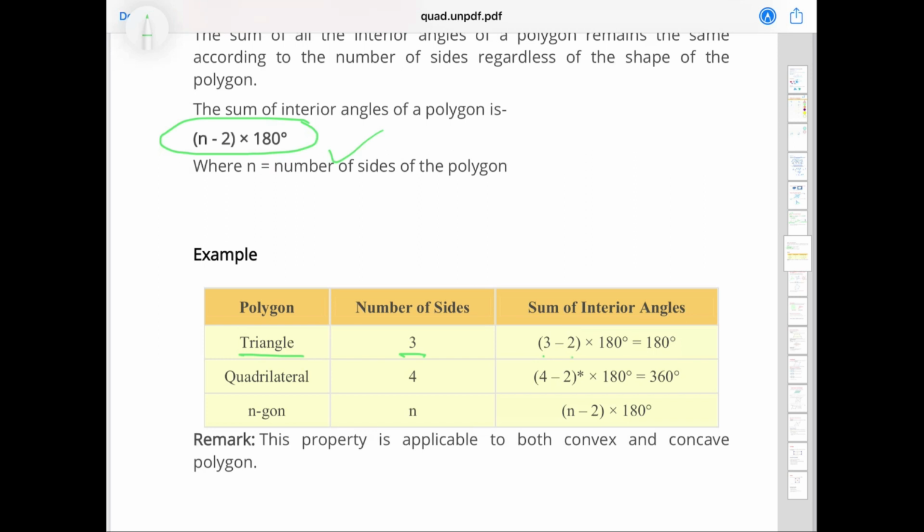So it is (3 minus 2) into 180, you will get 180. For a quadrilateral, (4 minus 2) into 180, it will be 360. So you can use this formula. This property is actually applicable to both convex and concave polygons.